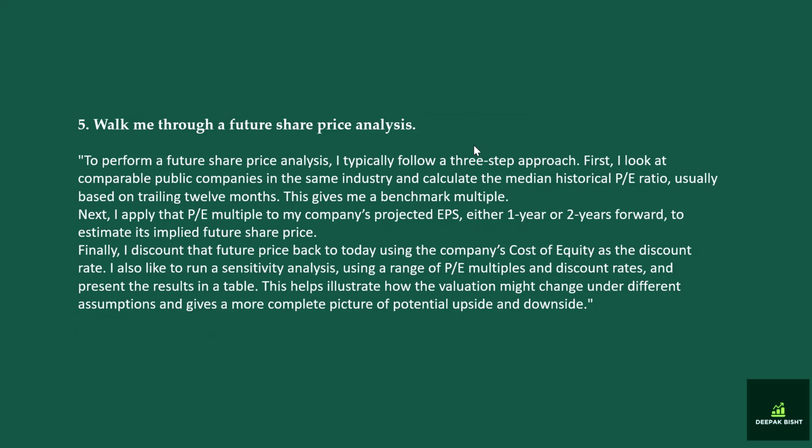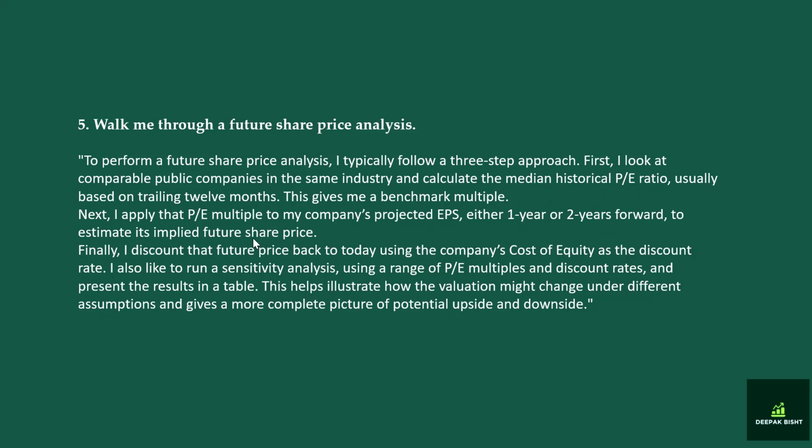So how do you identify the relevant PE multiples? Basically, you gather comparable public companies data in the same industry. Then you calculate the median historical PE ratio, which usually uses trailing 12-month figures. And this serves as a benchmark for valuing the company. And the second step: once we have gathered the relevant PE multiple ratios, then we project the future share prices, when we apply the PE multiple to the company's projected EPS and get the implied future share prices.